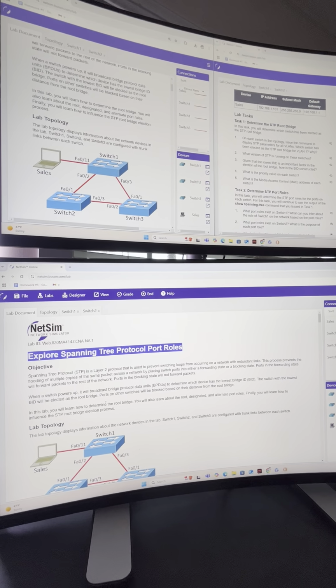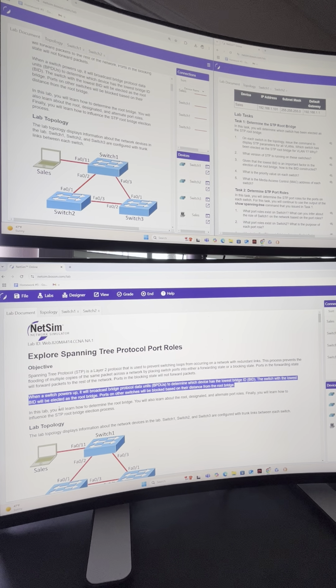It says when a switch is powered up, it will broadcast BPDUs, or bridge protocol data units, to determine which device has the lowest bridge ID. The switch with the lowest bridge ID will be elected as the root bridge. Ports on other switches will be blocked based on their distance from the root bridge. All right, so it says right here, in this lab, you will learn how to determine the root bridge. You will also learn about root, designated and alternate port roles. Finally, you will learn how to influence the STP root bridge election process.